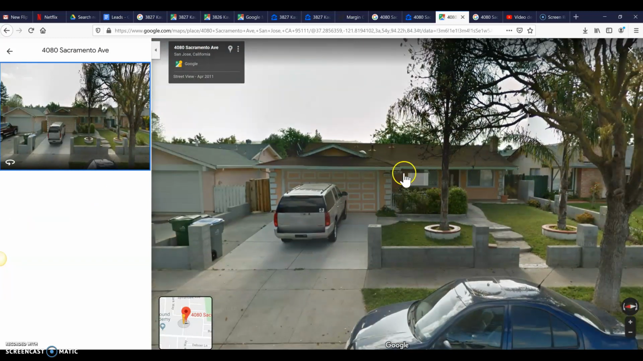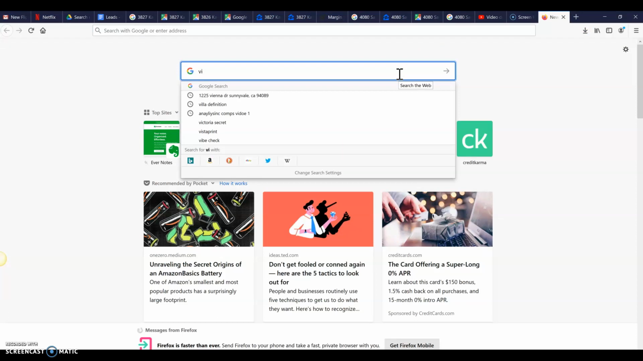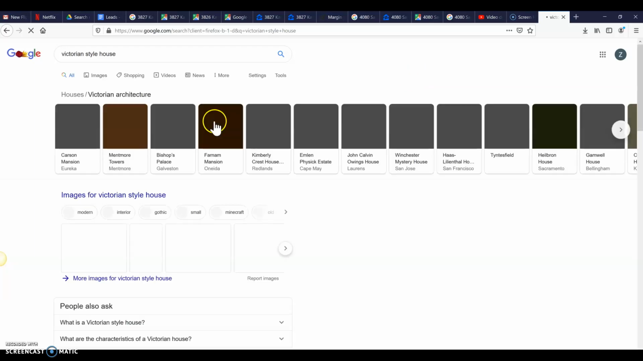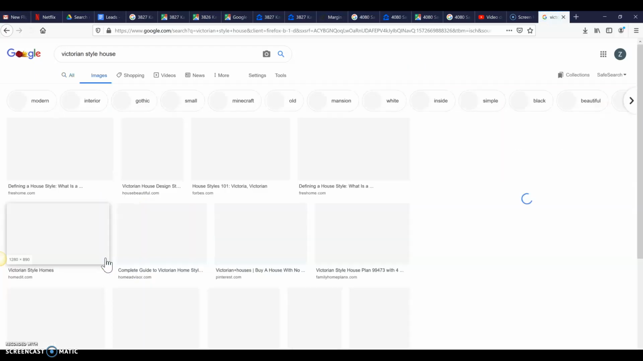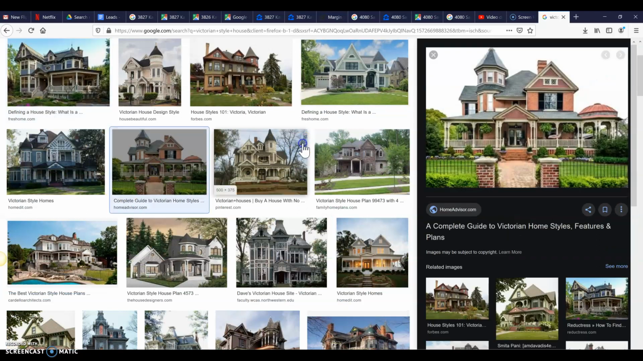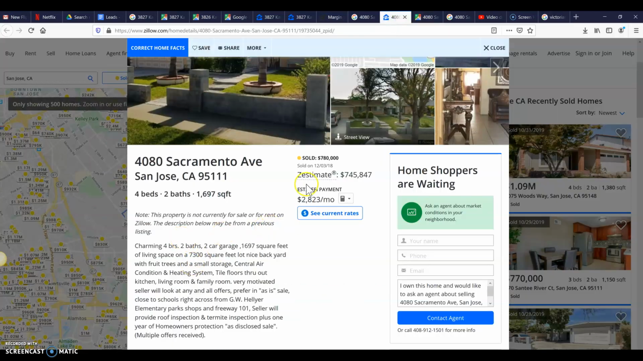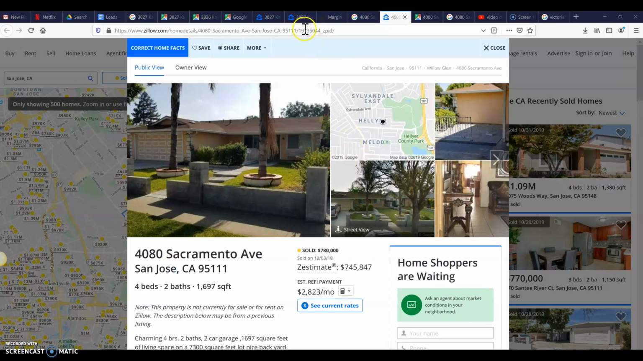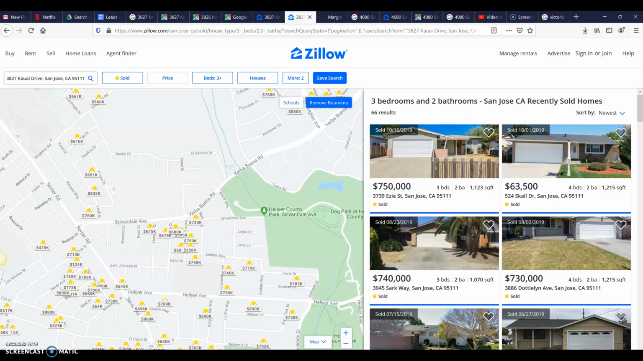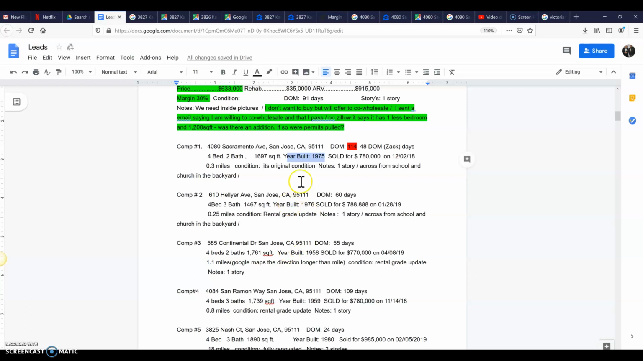This is not like a Victorian style house. If I were to Google Victorian style house, you can tell it's a completely different type of model house. There are so many details that go into these homes. So when the year is built, it's easy to tell from the street view. In some cases it means something, but this is why I'm showing you this very long video on how to run comps.